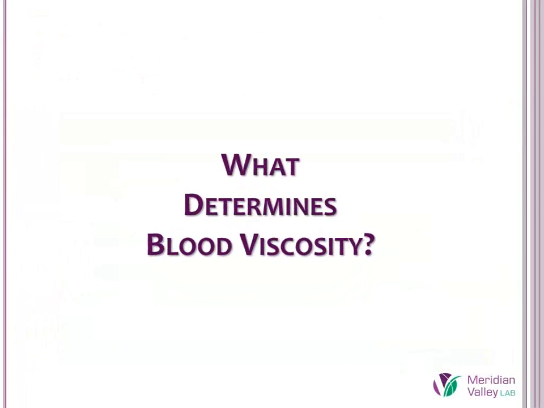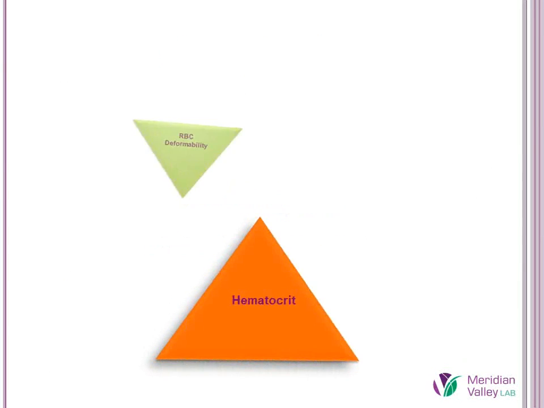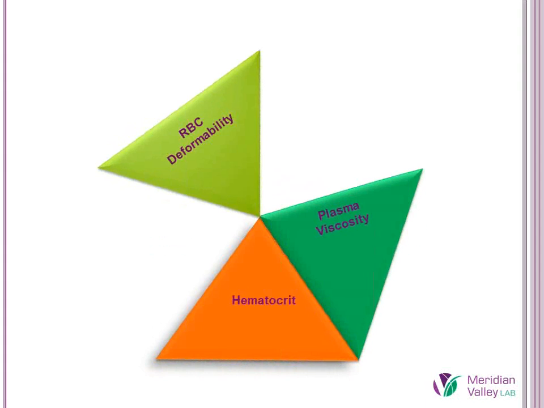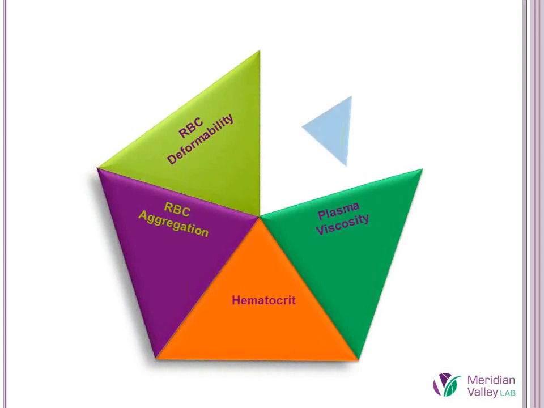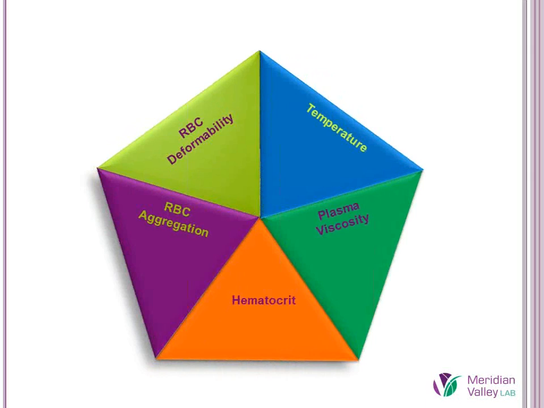So what determines blood viscosity? The 5 primary determinants are hematocrit, red blood cell deformability, plasma viscosity, red blood cell aggregation, and temperature. And although my graphic makes them look as though they all have equal impact, that's not really the case. It was just the way I did the graphic.